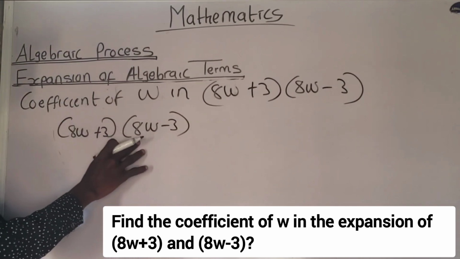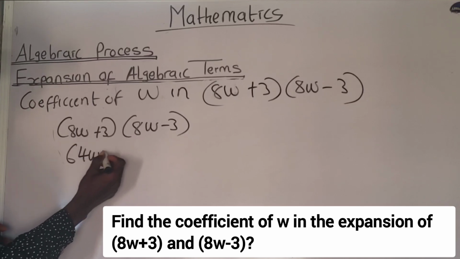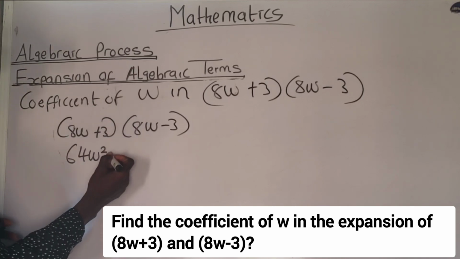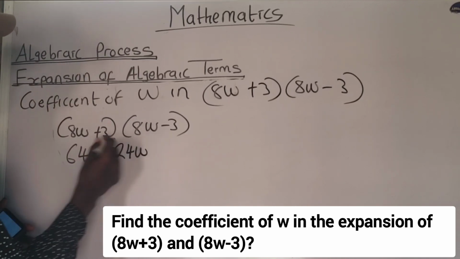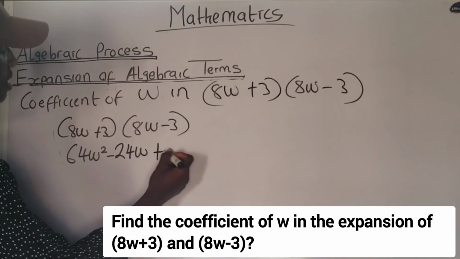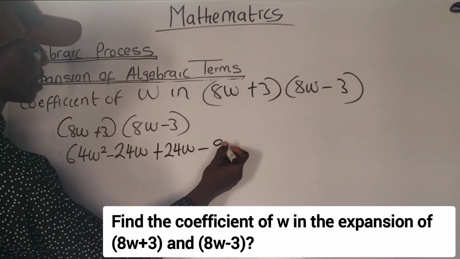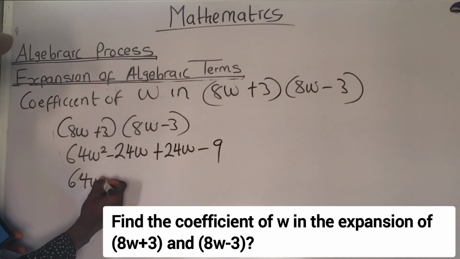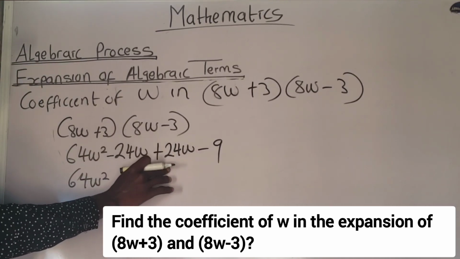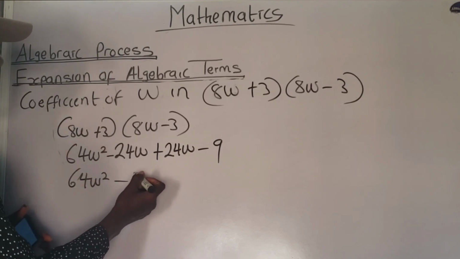Now 8w multiplied by 8w, that will be 64w squared. Then 8w multiplied by negative 3, that will be what? Negative 24w, and plus 3 multiplied by 8w, that will be what? Positive 24w, and plus 3 multiplied by negative 3, that will be negative 9. For this, I'm going to have 64w squared, negative 24w and positive 24w, that will be what? 0. You understand? So I'm left with what? 64w squared and minus 9.